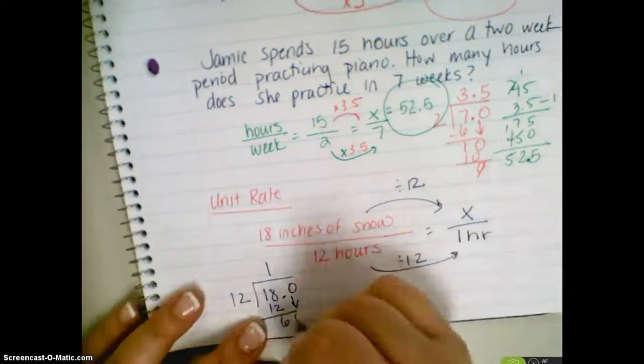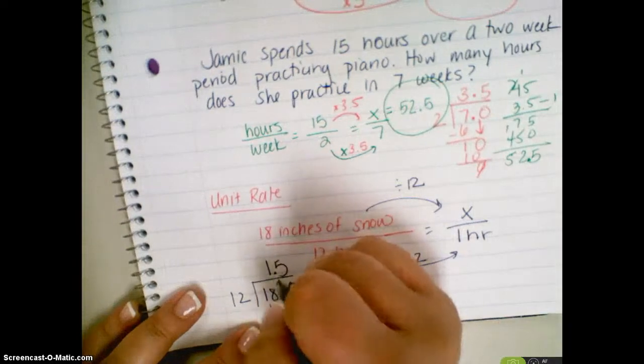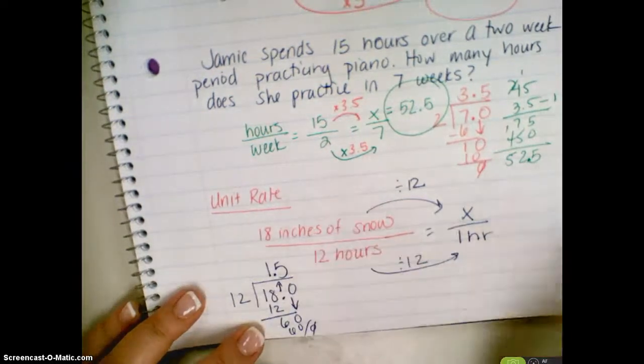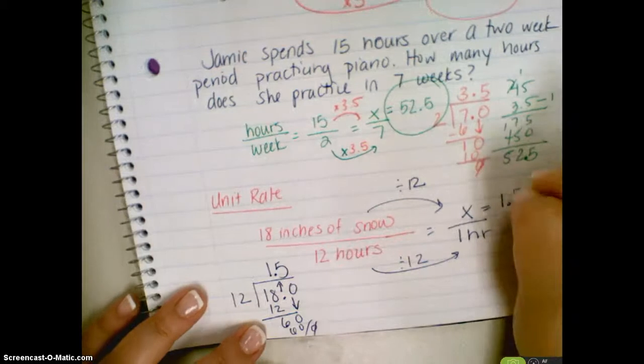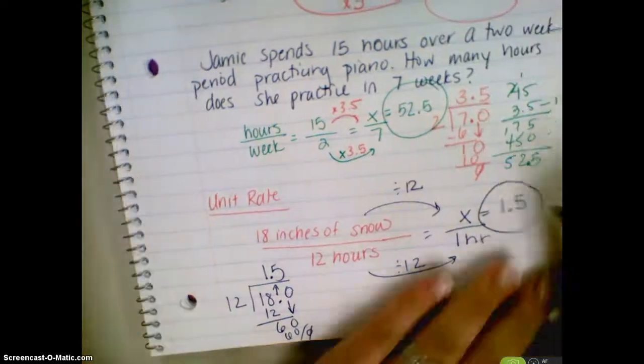Can y'all still see that? Okay, good. 12 goes into 60 5 times. That's my decimal that I brought up. I'm going to get an answer of 1.5. So every hour, there's going to be 1.5 inches of snow. Make sure I label.